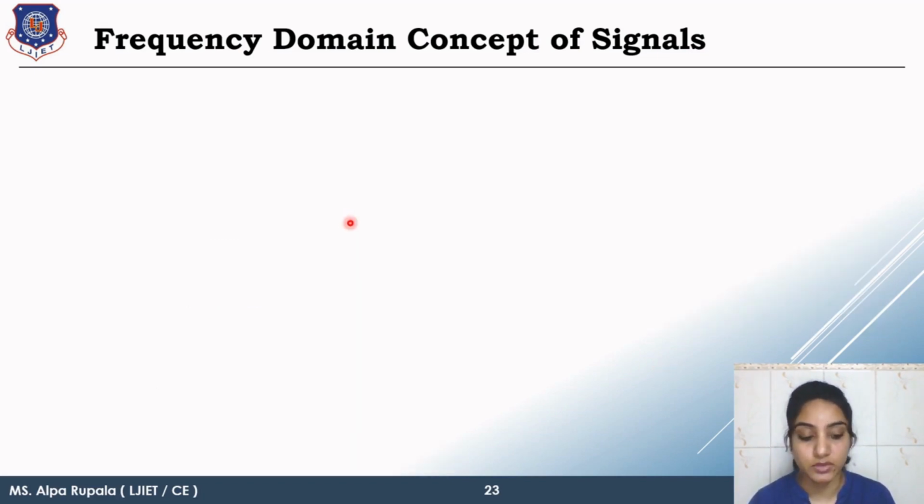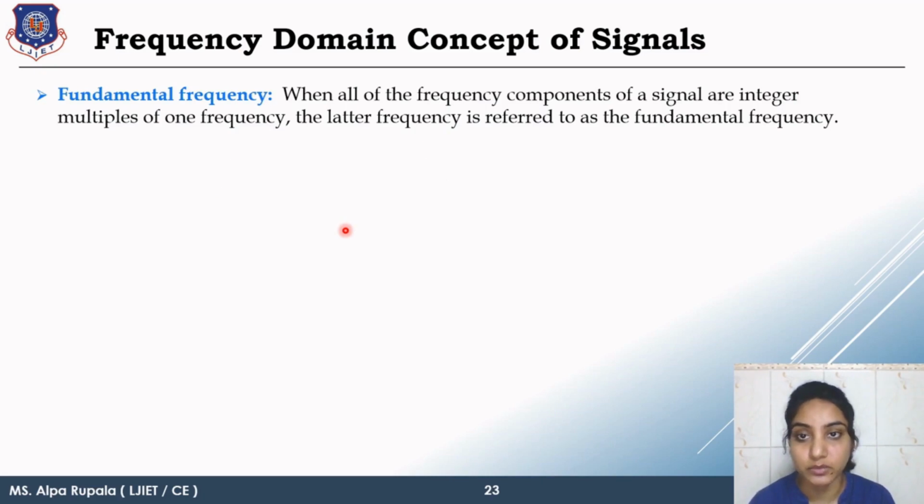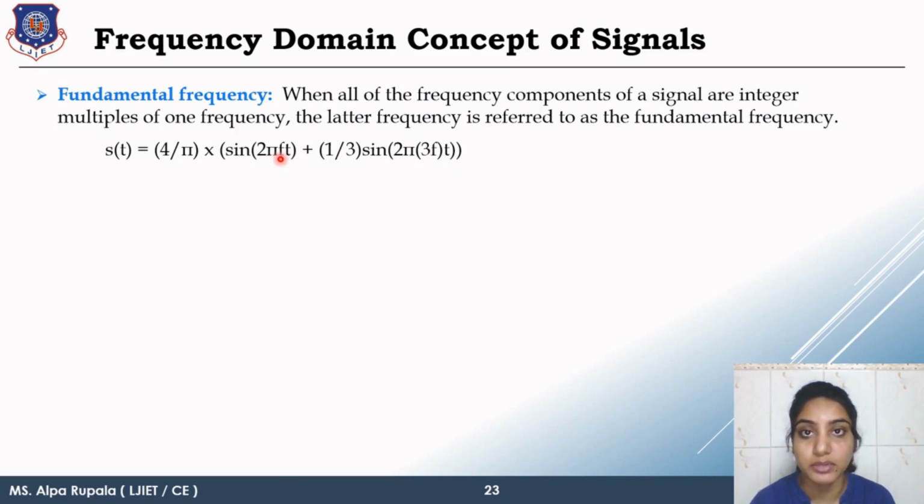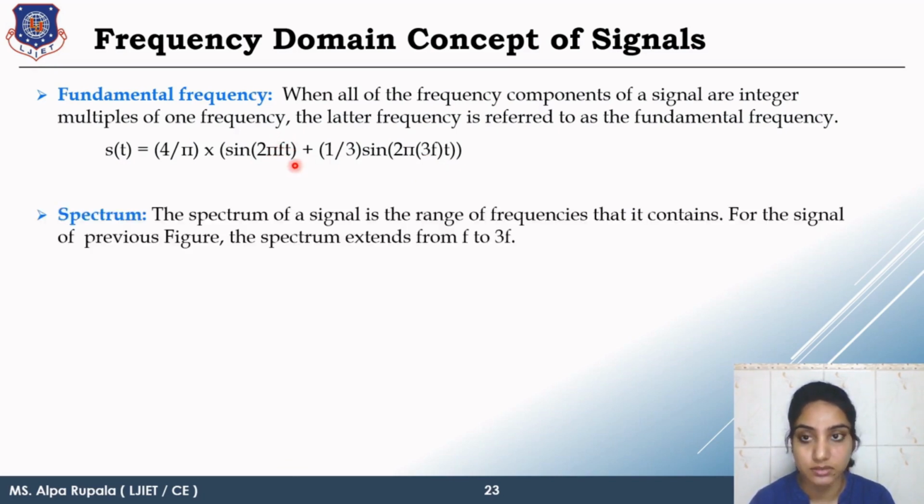Important terms regarding the frequency domain. First term is fundamental frequency. When all the frequency components of a signal are integer multiples of a single frequency, then that frequency is known as the fundamental frequency. In our previous example signal, the first signal frequency is small f and the second signal frequency is 3f, which is a multiple of f by the integer 3. So we can say this small f is the fundamental frequency, and our combined signal will have this fundamental frequency.